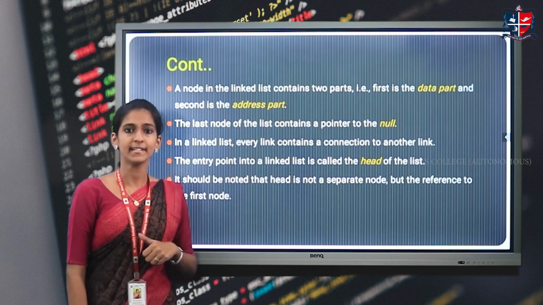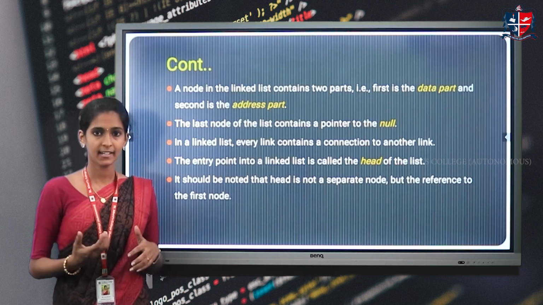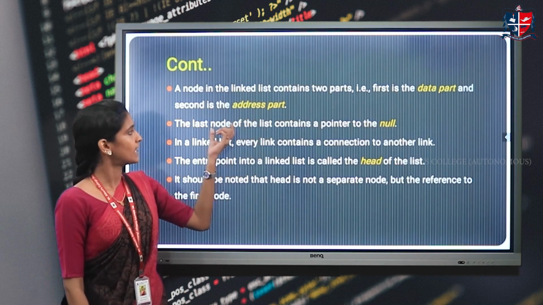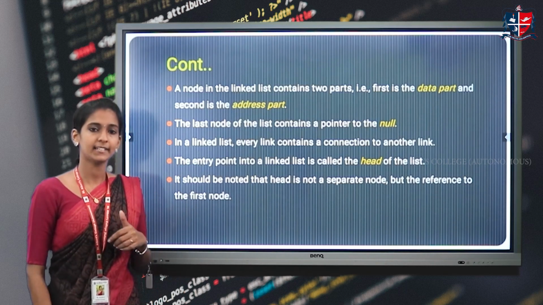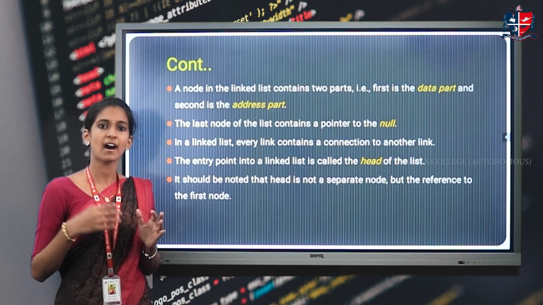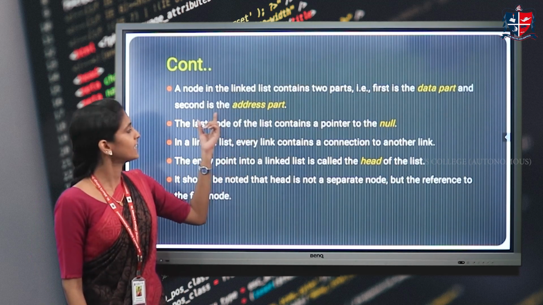The data part means the actual value of the node. If I want to store 3, then 3 will be the value in the data part. Next is the address part. The address part is what links the nodes together. That means the address of the node which comes after this node will be stored in the address part.